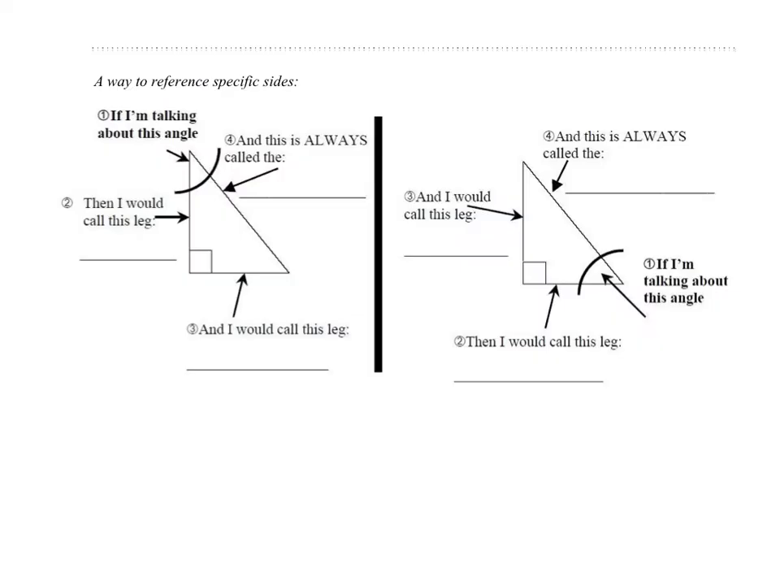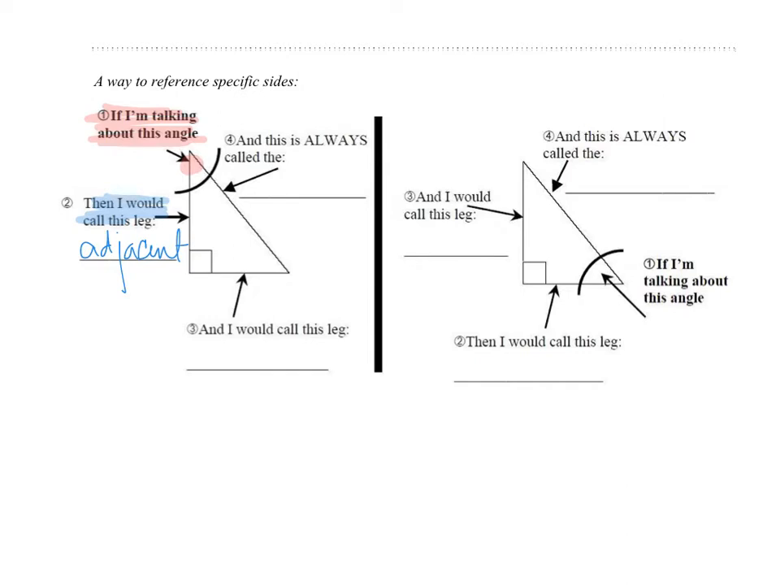Okay, before we can do any of that, we need to understand how we're going to refer to different parts of a triangle. I have two of the same triangle here, and notice that this one on the left is saying, if I'm talking about this angle right here, then there are certain words we're going to use to refer to all the sides of the triangle based on that angle. So notice the numbers here. We're going to go around and follow the numbers, 1, 2, 3, 4. If I'm talking about that angle, then I would call this leg right here the adjacent leg. It is the leg right next to that angle.